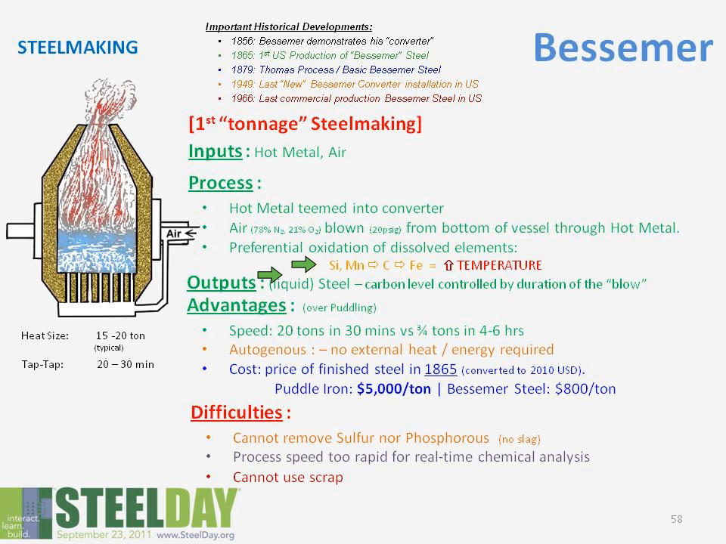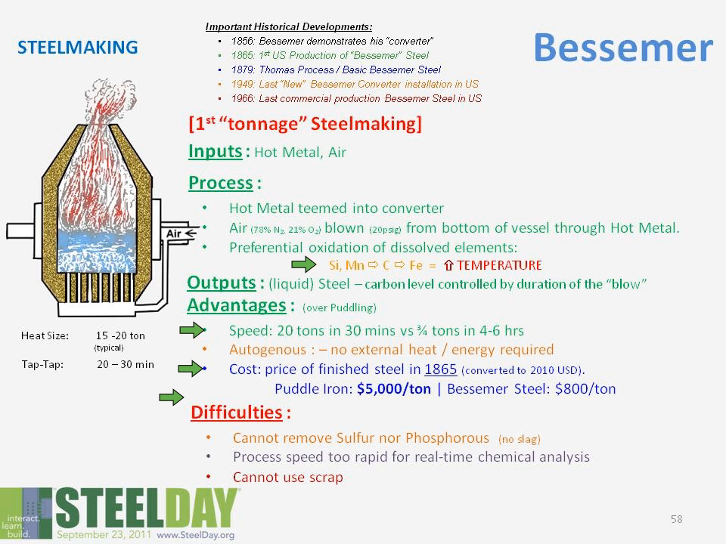The advantage of this over the puddling process was the speed. With Bessemer, you could get 20 tons in half an hour versus 3/4 of a ton in 4 to 6 hours out of puddling. The Bessemer process is autogenous, which means you didn't have to add any additional heat or energy. One of the biggest advantages over puddling came in the cost. The Bessemer process was first commercially used in the United States in 1856. If we look at the cost of Bessemer steel versus puddled iron at that time and convert it into today's dollars, we would find that in 1856 puddled iron cost over $5,000 a ton, whereas Bessemer steel cost $800 a ton.